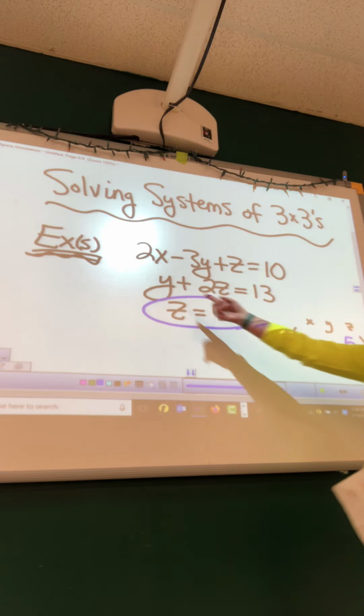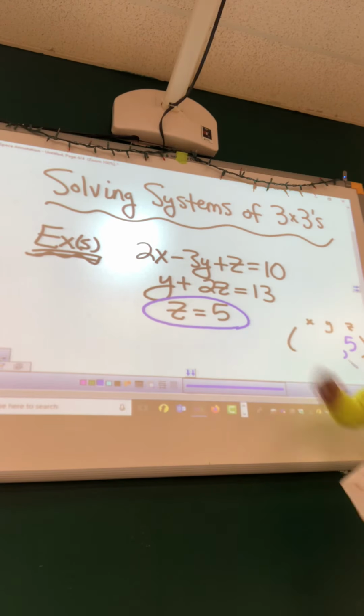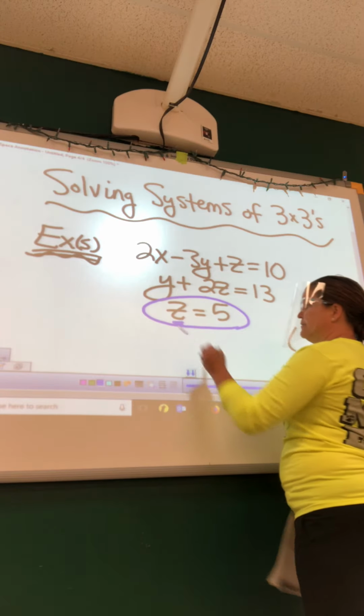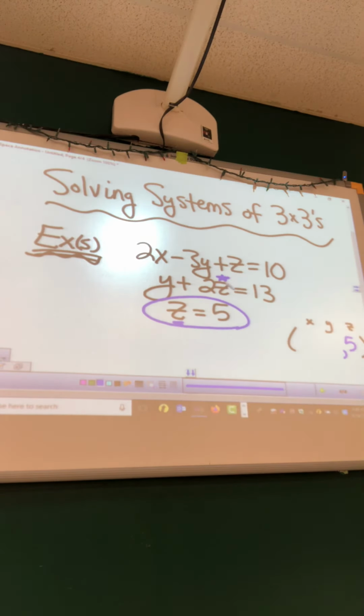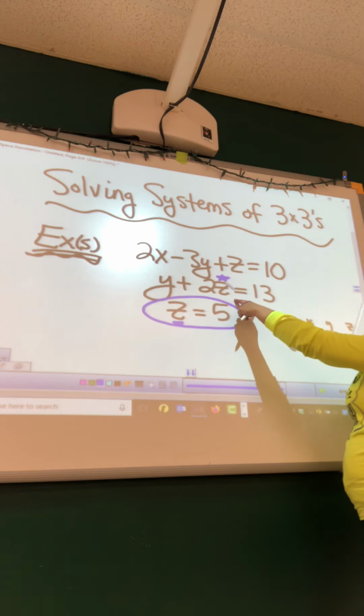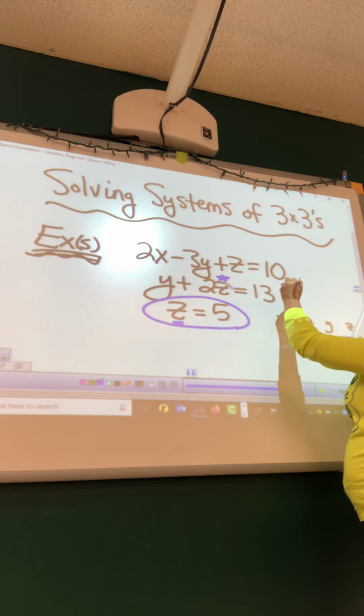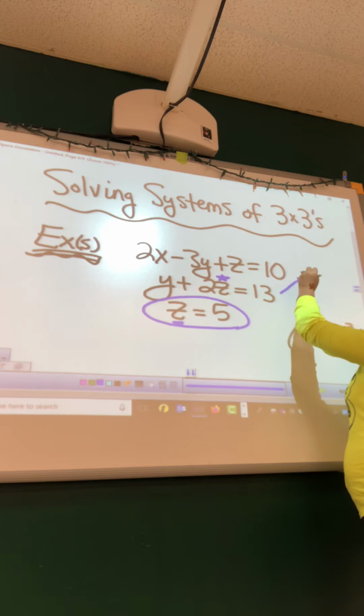Yeah, in this second equation. Since this says z, I can substitute into the second equation where I see a z and solve for what variable? Y. And then we can take my z and my y and substitute them into the top equation and solve for x. So we're going to do just that. We're going to take that second equation.